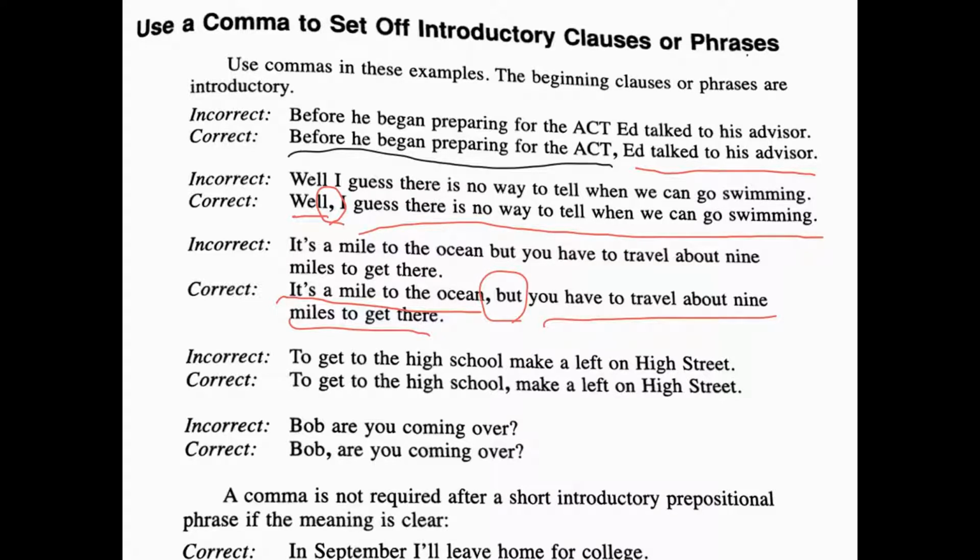Take a look at this one. To get to the high school, make a left on High Street. To get to the high school is a dependent clause. Make a left on High Street is an independent clause. You join them with a comma. See that?